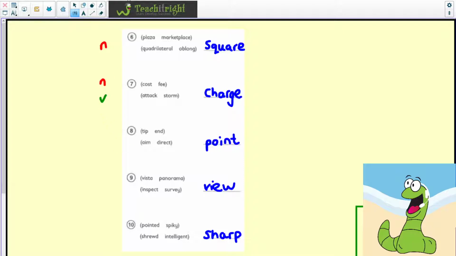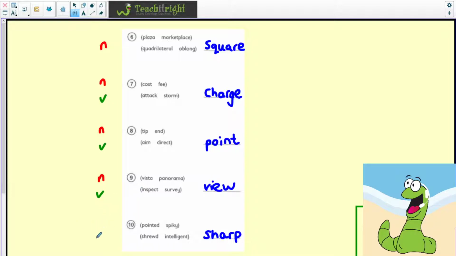Point. Now we can have point as the noun, but we can also have point as a verb. So to aim or direct would be the verb, but the tip or the end, that would be the noun. Number 9, we've got view here is the answer, and view can be a noun: the view, the vista. And we can also have view as a verb as well. So to view something, to inspect or survey. So panorama and vista is the noun, and then inspect or survey is the verb.